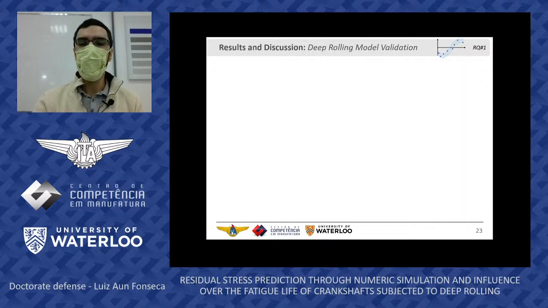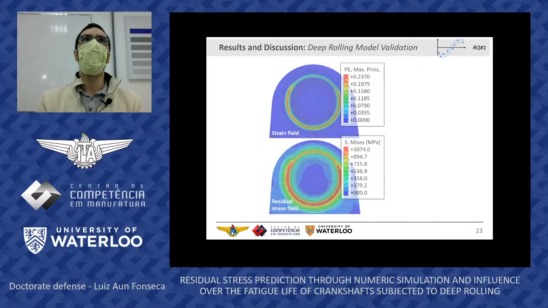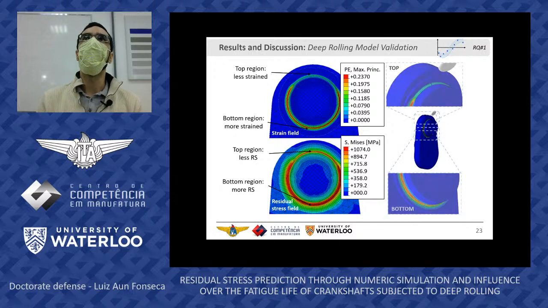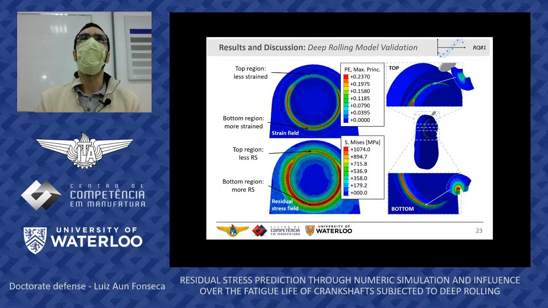So on the deep rolling model, we can first assess it in a qualitative way. We can see that the overall aspect of the results is generally according to expectations. We can see that the top was less strained and stressed when compared to the bottom. So the bottom would be the place where we have the higher forces being applied. So we will extract from both top and bottom regions to understand how stresses are being generated.